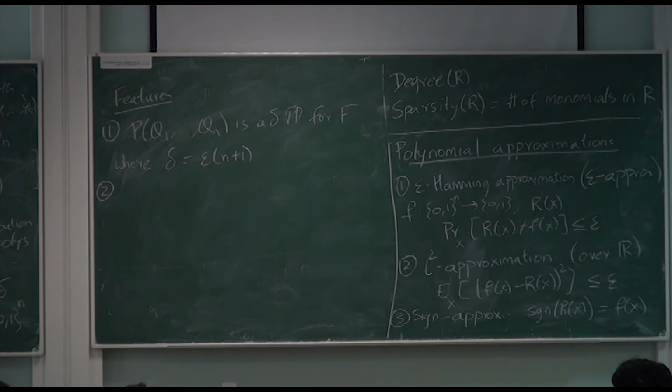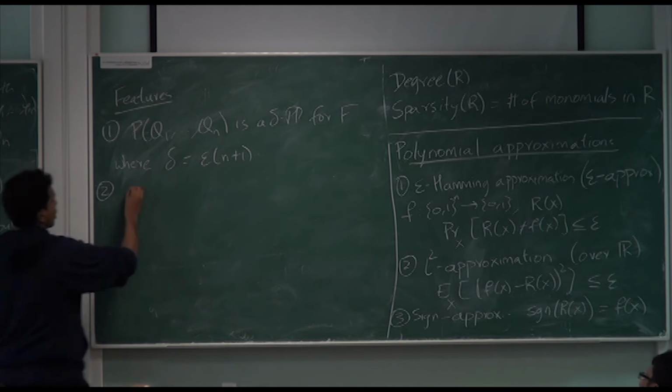The second thing is that from this notion, I can always pull out an epsilon approximation in the previous sense. So now suppose I have an epsilon error probabilistic polynomial.